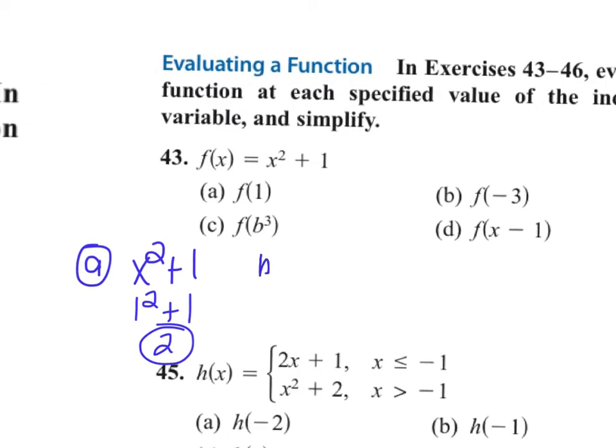For B, what do they want me to plug in? Negative 3. So I have x squared plus 1, so I'm literally putting in negative 3. What's negative 3 squared? 9, and 9 plus 1 is 10. Good.